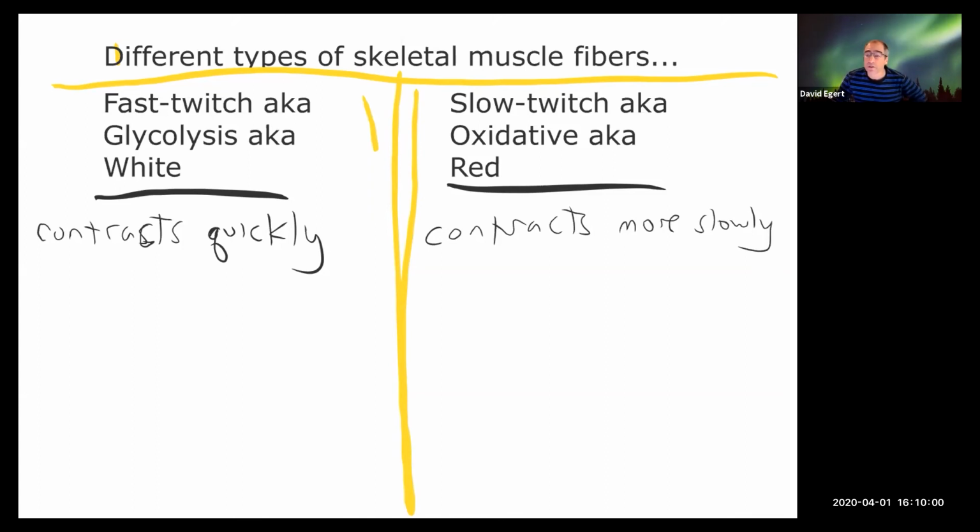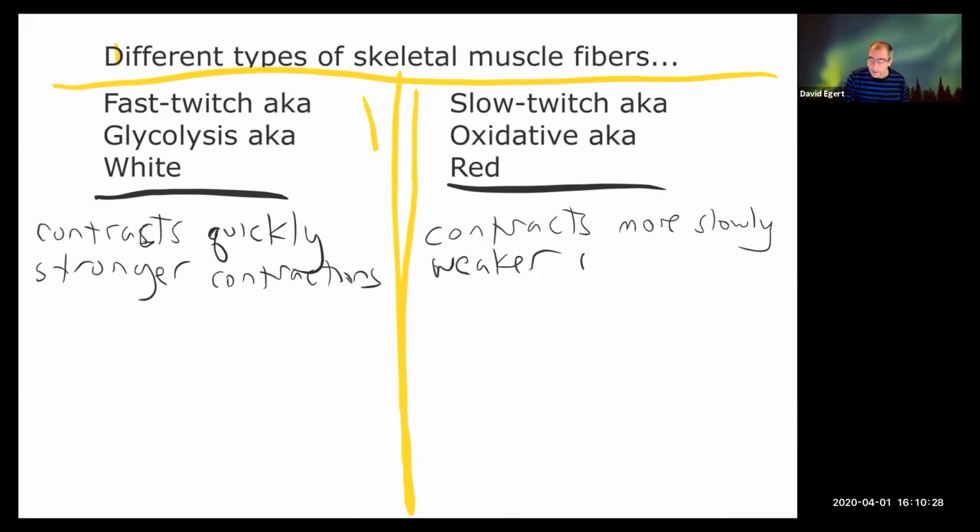Part of this is due to actually different subtypes of myosin. The myosin in fast twitch muscle has heads that snap faster. So part of this is actually just due to the mechanics of the snapping myosin head. Fast twitch also has much stronger contractions. It's going to be weaker contractions when you're looking at slow twitch.